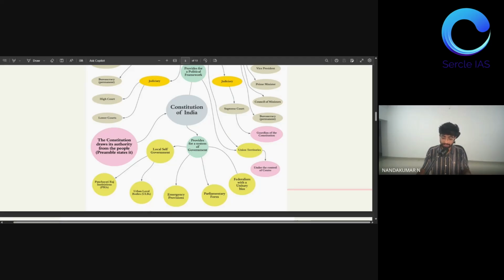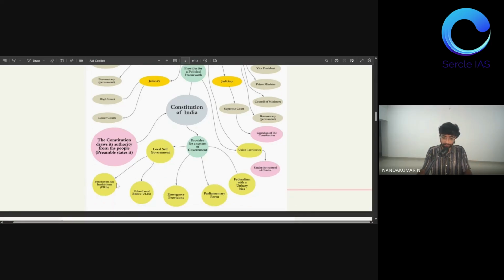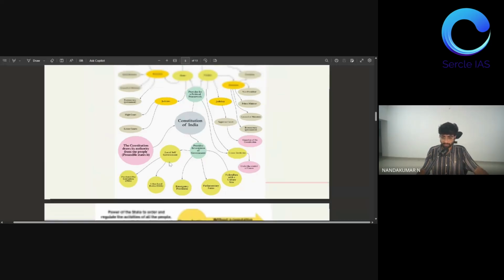In India, there are three levels of government, but this local self-government is not very empowered, and in many states it is under the clear control of the state government. So practically, we often can't say there are three levels to Indian federalism, but in theory, there are three levels. In local self-government, we have Panchayati Raj institutions and urban local bodies. This is the framework of Indian polity.